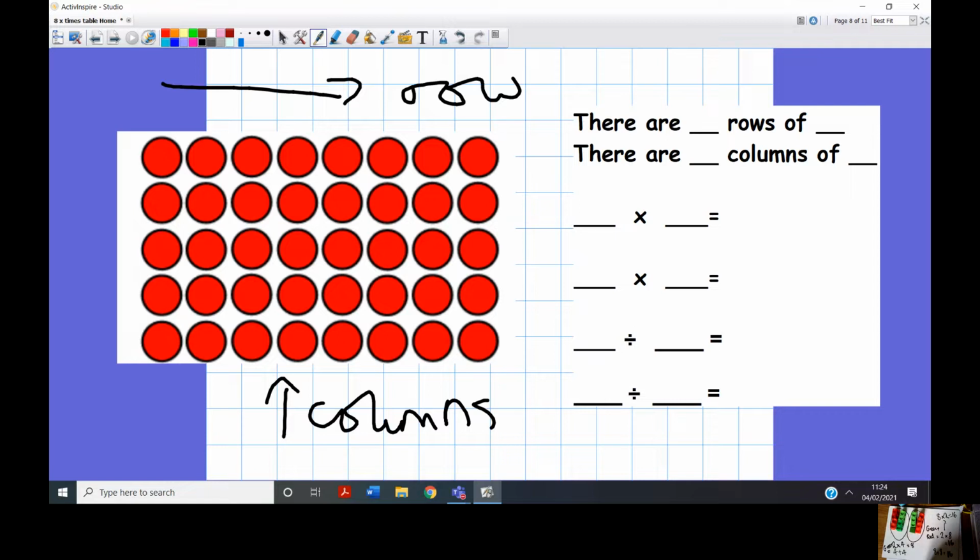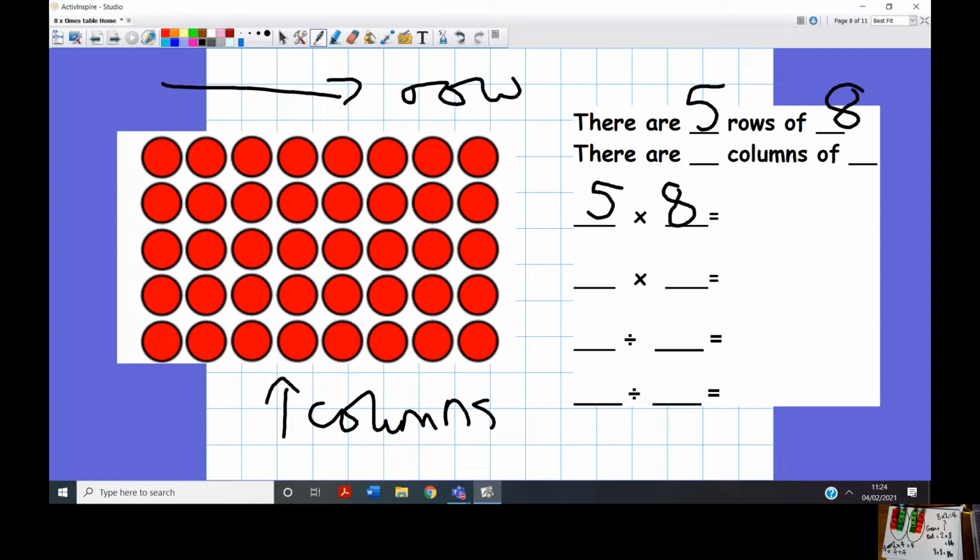So there are rows of how many rows do we have? Counting with me: 1, 2, 3, 4, 5 rows. There are 5 rows of how many in each row? 1, 2, 3, 4, 5, 6, 7, 8. There are 5 rows of 8. We could say that there's 5 groups of 8, because each one of these rows we can consider is a group. So 5 groups of 8.